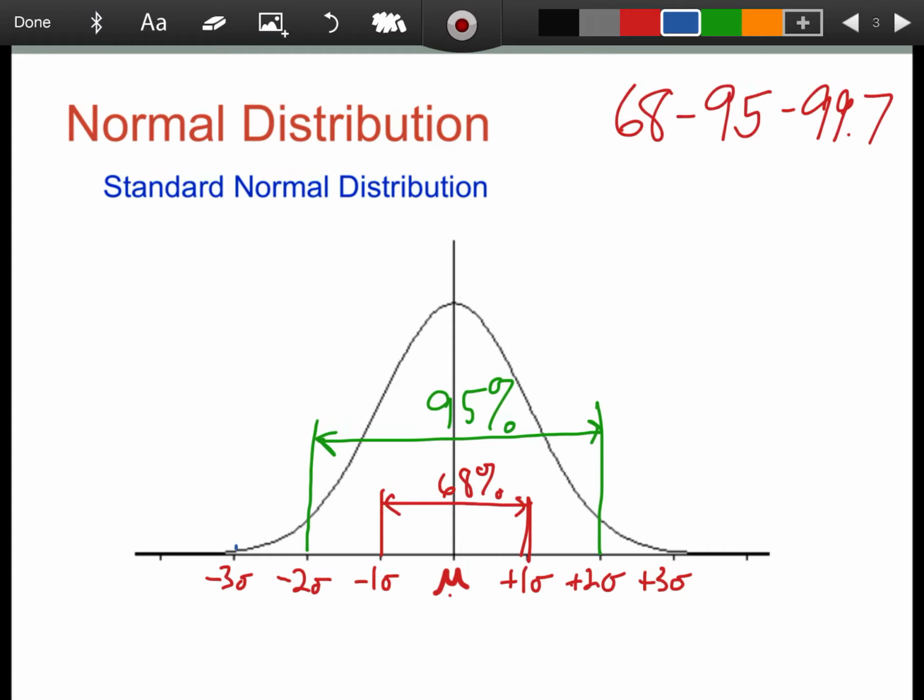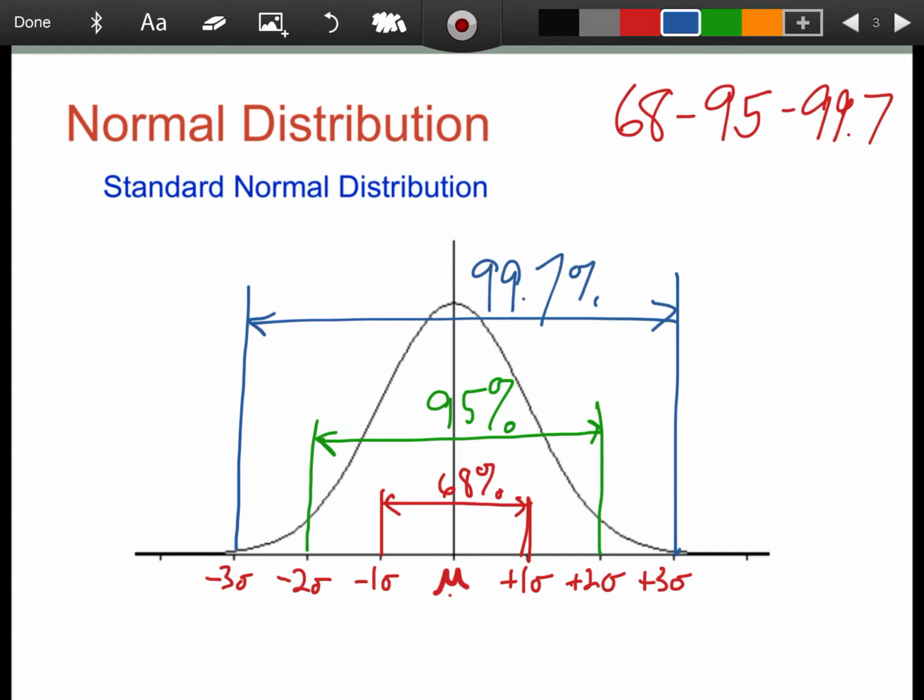And then you go out 1 more standard deviation on both sides, and that turns out to be 99.7% of all data within 3 standard deviations of the mean above and below. So for heights, of 1,000 people, 997 of them would be within 3 standard deviations of the mean. That means 3 people would be taller than 3 standard deviations above the mean or smaller than 3 standard deviations below the mean, which is extremely rare.